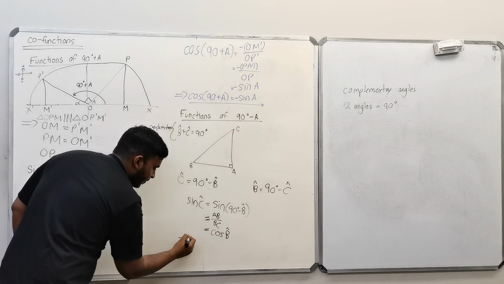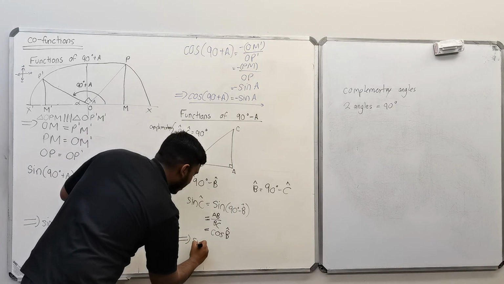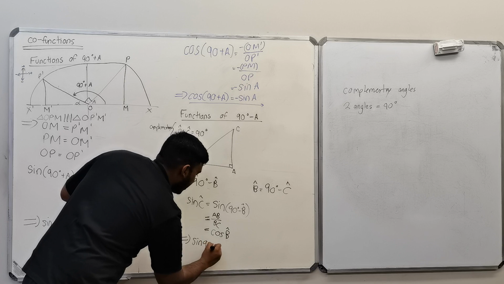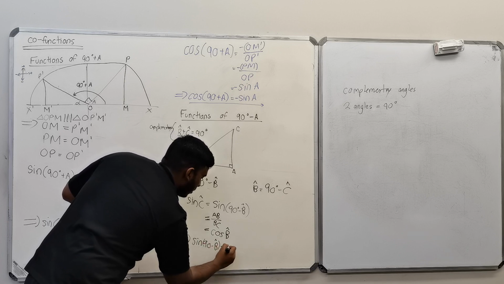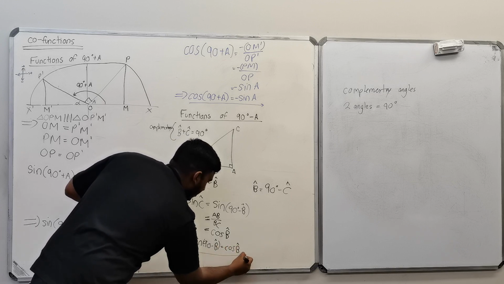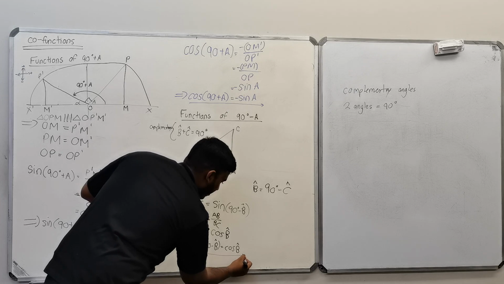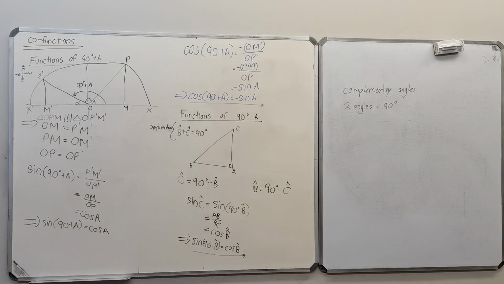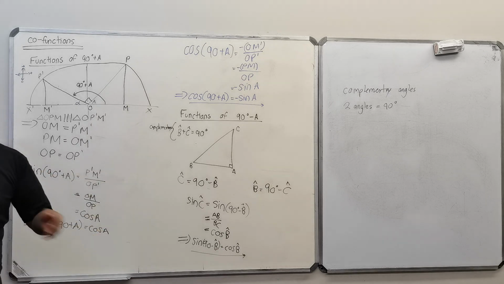Therefore, sine of 90 degrees minus angle B is equal to cos of angle B. Okay. This is an easier one, huh? That's a much easier one. You just need the right angle triangle. That's the derivation of sine of 90 minus. If you say any angle, sine of 90 minus angle is equal to cos of that angle.